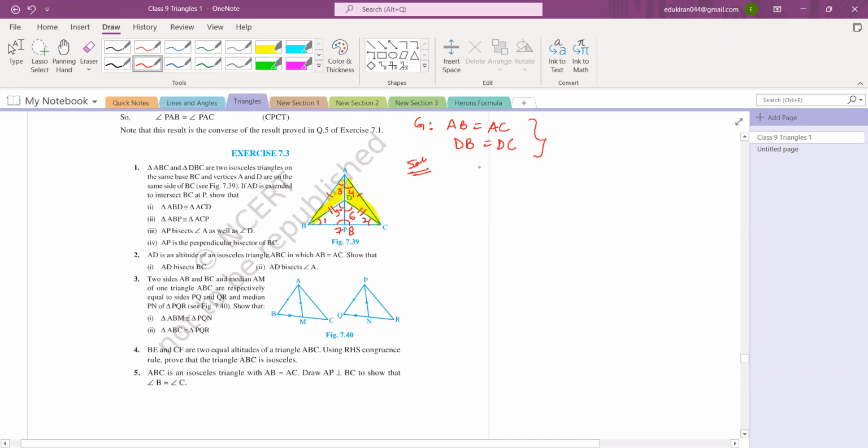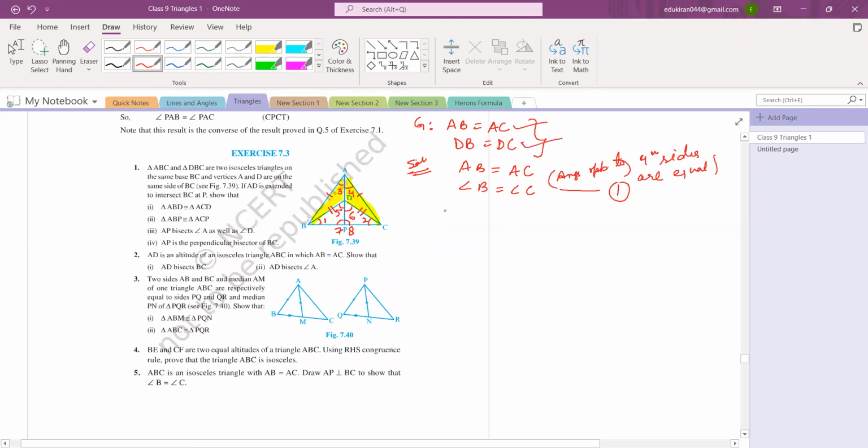Now make use of this first information. If AB is equal to AC, two sides are equal, that means the opposite angles are also equal. So angle B is equal to angle C. Which theorem have I used, Mehraj? Angles opposite to equal sides are equal. So you always have to write that.